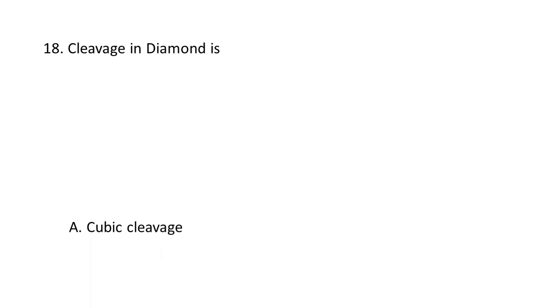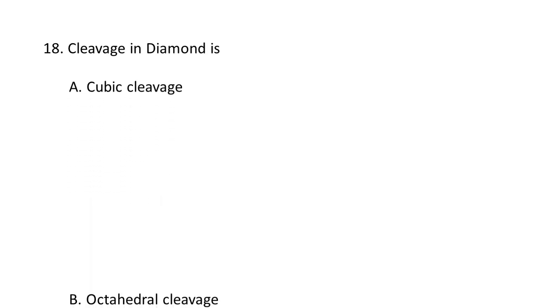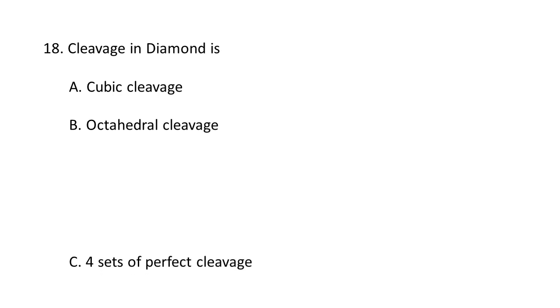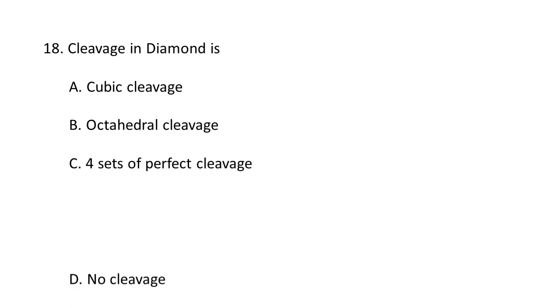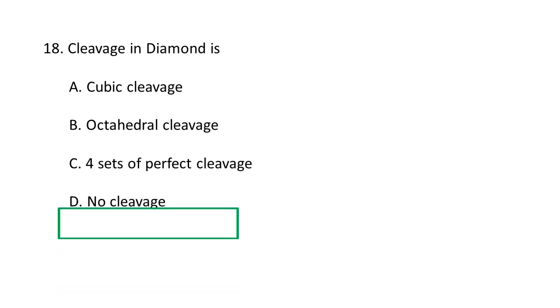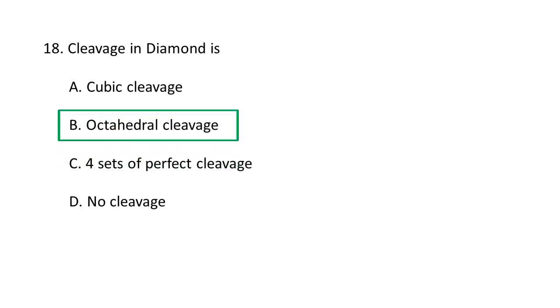Next question. Cleavage in diamond is, the choices given are A. Cubic cleavage, B. Octahedral cleavage, C. Four sets of perfect cleavage, and D. No cleavage. So cleavage in diamond is octahedral cleavage, which is a property of crystals that refers to their tendency to break along certain crystallographic planes.